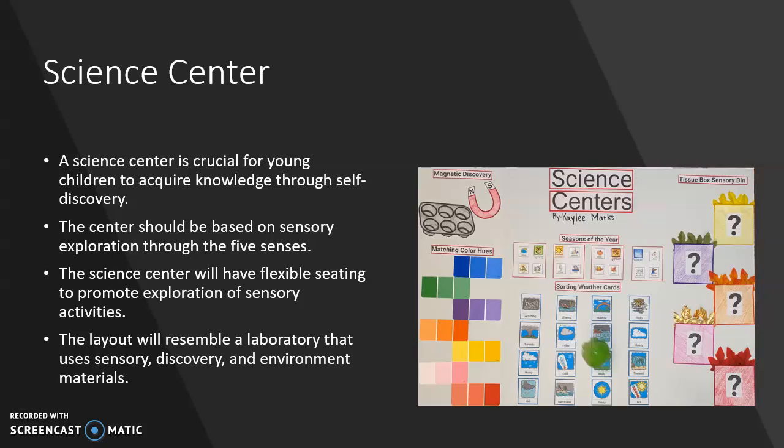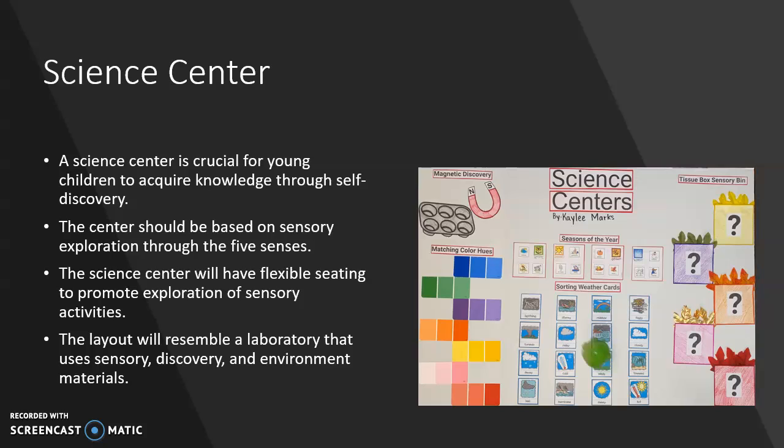If you'll look at the picture, I have a variety of different activities that will be included in the Science Center. I have magnetic discovery. Students will be given a muffin tin and a magnet, and they will discover things that are magnetic. Next, I have matching color cues. You can find these at a variety of different home improvement stores, and students will be given a variety of different colors, and they will have to match the color hues together.